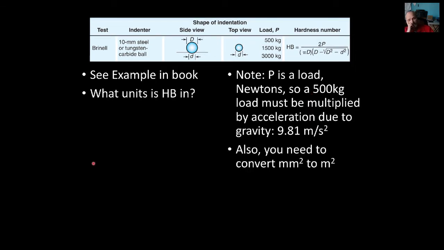Okay, so there's a great example in the book, and it talks about putting a load on and then calculating the HB value. If you look at this, P is the load in newtons. So a 500 kilogram load, for example, would have to be multiplied by the acceleration due to gravity, so then you would convert it over into newtons. And then the diameter is often given in millimeters, and there are 1,000 millimeters in a meter. So you have to convert millimeter squared to meter squared. Okay.